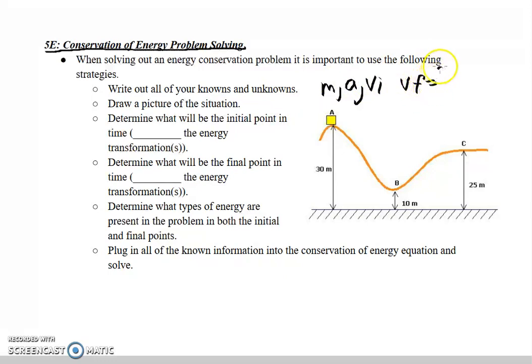Maybe it's your final velocity. The next thing, drawing a picture. I actually already have one drawn here. So drawing a picture of physically what's happening if there's not one given to you in the problem.